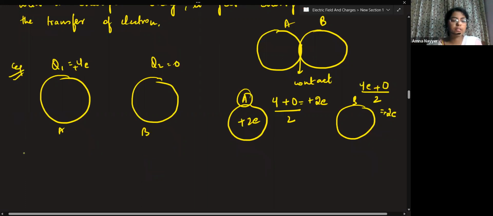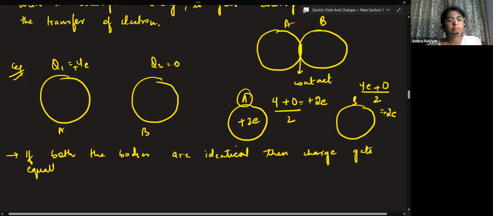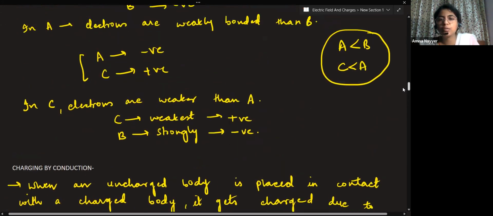If both the bodies are identical, then the charge gets equally divided. So just note down this part as well, charging by conduction. So this question solution, you have written it down.